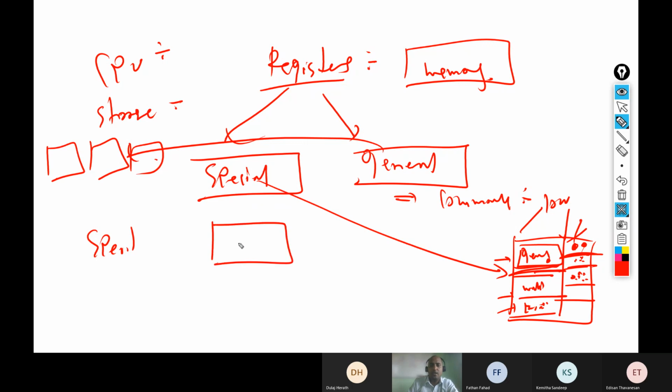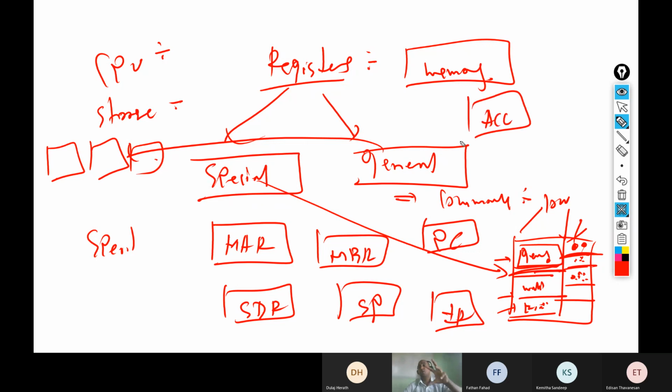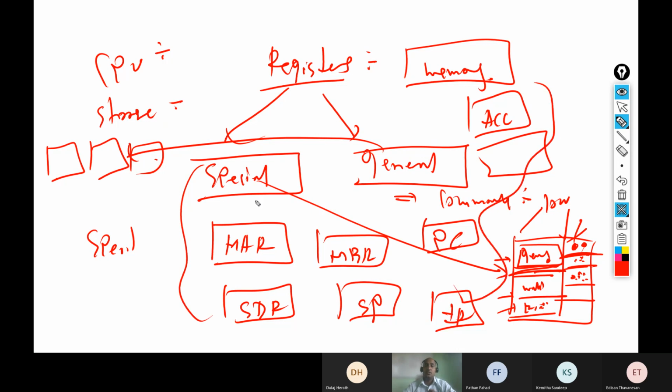For example, we have special purpose registers called, you don't need to learn by heart, I just give the names: MAR, the memory address register, a store data register, a memory buffer register, a stack pointer, a program counter, an instruction register, and the accumulator. These are inside the CPU, among the special purpose registers. I just give some hints so you get the idea. Nothing to learn by heart. These are very inside stuff.